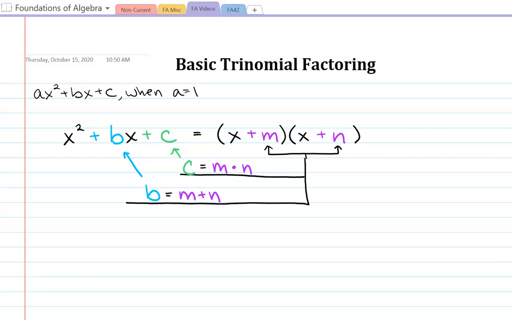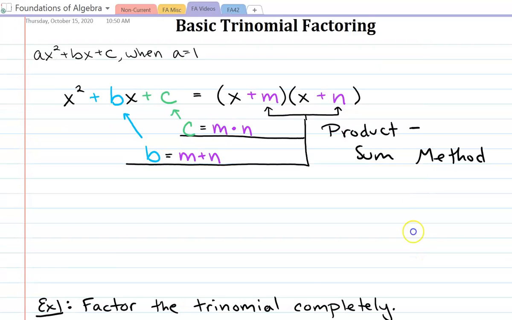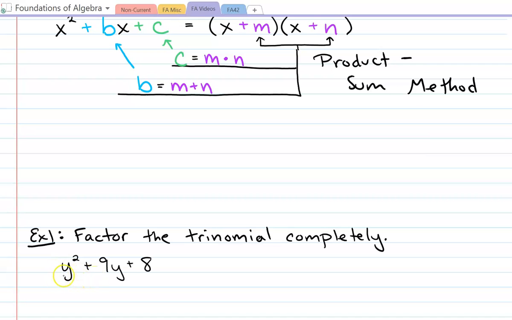This is called the product sum method of factoring trinomials. So let's have an example. Let's say we have y squared plus 9y plus 8. So our a is 1, our b is 9, and our c is 8. So we're looking for two numbers that multiply to 8 and add to 9.